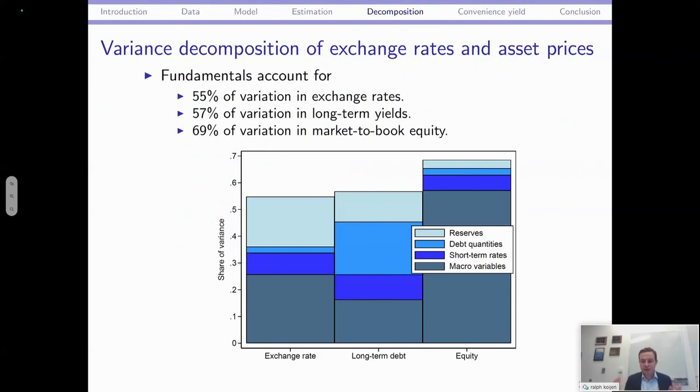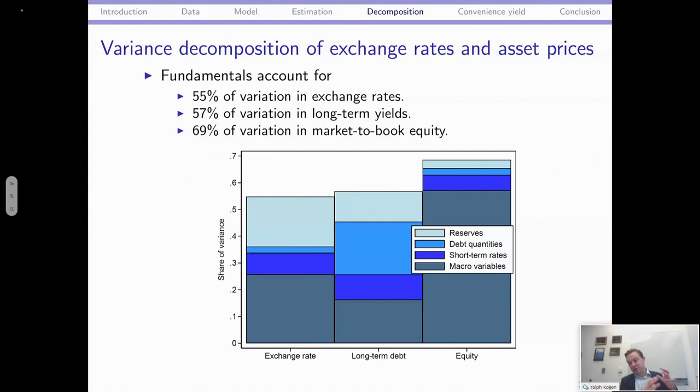If we summarize that variance decomposition, then what you get is the following. First column is exchange rate, second column is long-term debt, third column is equities. So the first observation is that these three bars are reserves, debt quantities, and short rates. In all three asset classes, and in particular for long-term debt, policy variables are important. And so they have a large impact on fluctuations in financial markets. The macro variables explain 25% in exchange rates, and another 30% is explained by policy variables. The remainder that we cannot explain is coming from these unobserved demand shocks.